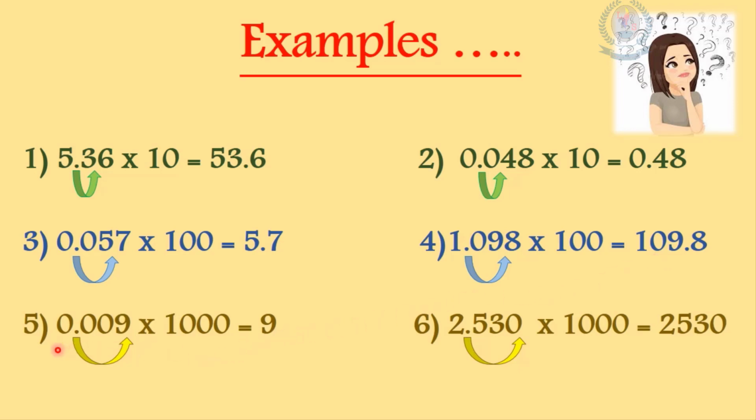Fifth example, 0.009 times 1000. Here we have to multiply by 1000. That means we have to move the decimal place to right hand side by 3 digits. Then the answer is 9. Last one, 2.530 times 1000. Here also we have to multiply by 1000. Now the decimal place is in between 2 and 5. So we have to take the decimal place to right hand side by 3 digits. Then it comes here. The answer is 2530.